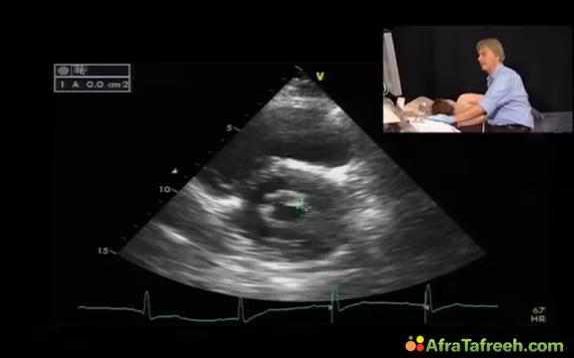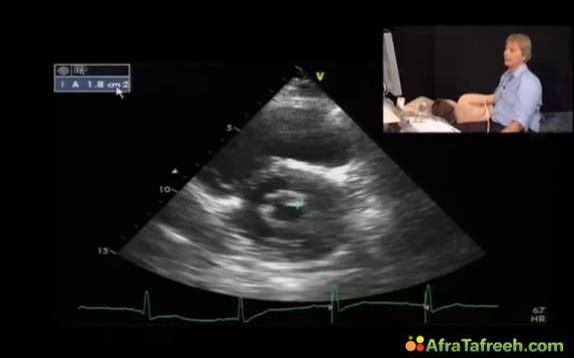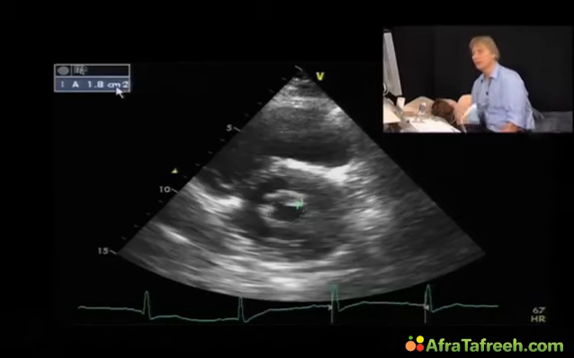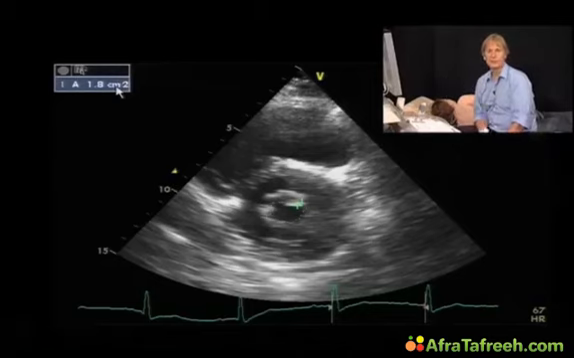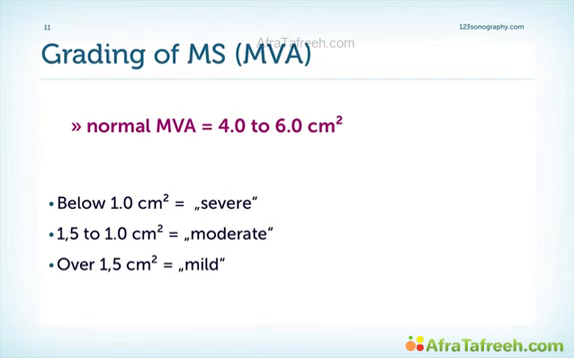And what we get is an opening area of 1.8 square centimeters. So it really fits to the impression we have that this is only mild mitral stenosis. Depending on the body surface area, the normal mitral valve area is somewhere above 4 square centimeters. If it is below 1 square centimeter, we would call it severe, between 1.5 to 1, moderate, and over 1.5, it's mild.